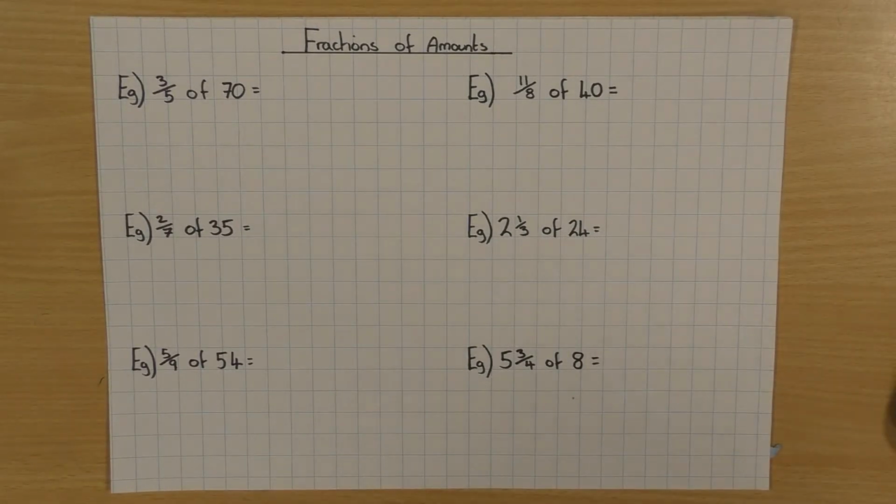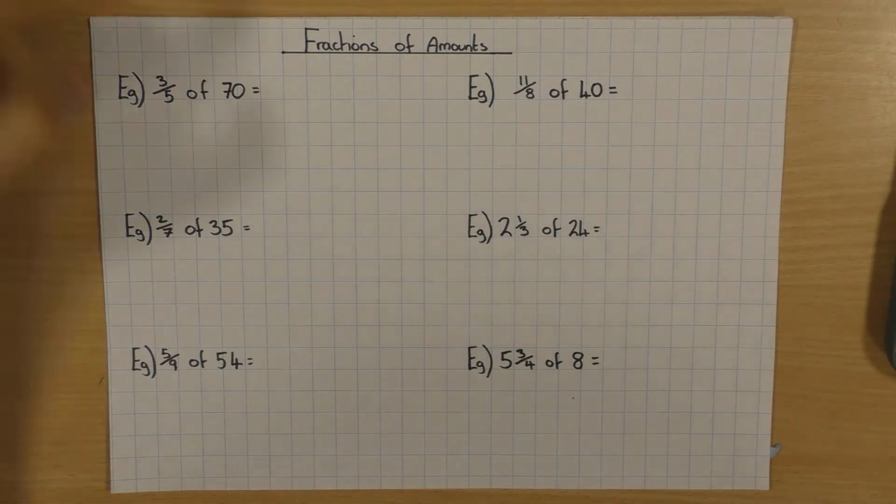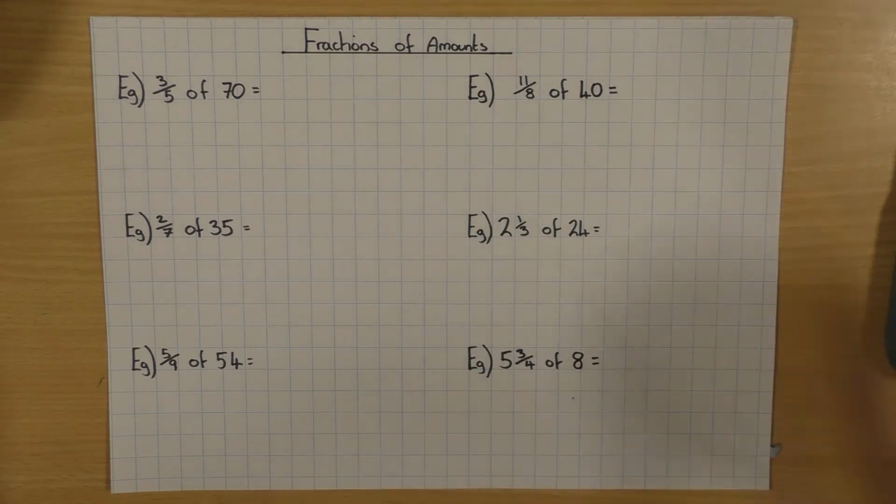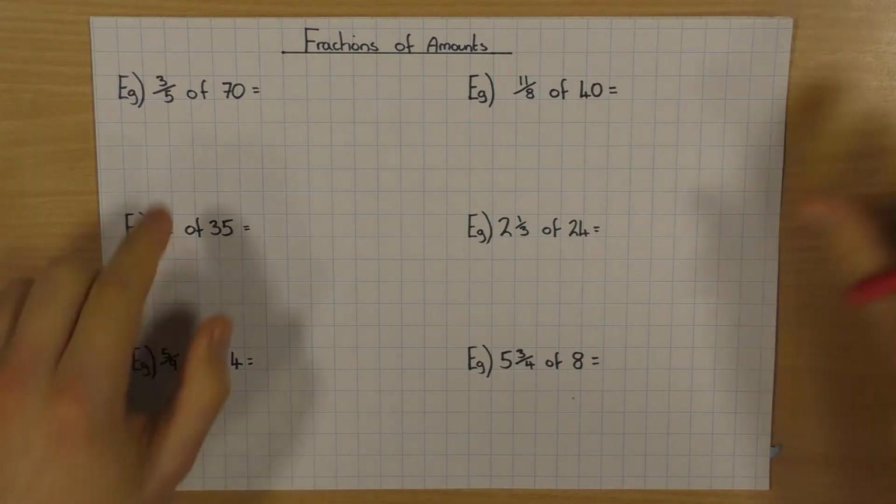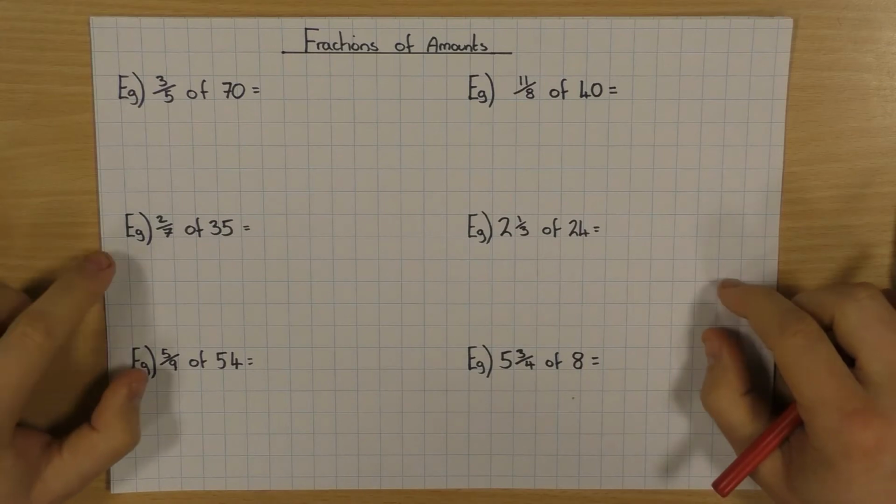Hi guys, in this video we're going to have a look at how we find fractions of amounts. So I'm going to do two ways here. I'm going to show you initially without using the calculator, and then after I've done all these, I'll show you how to do it with a calculator. So if you want to skip to the end, or halfway through when I'm using the calculator, by all means do so, because the first half is how you do it without a calculator. Okay, so let's take the first example here of 3/5 of 70.